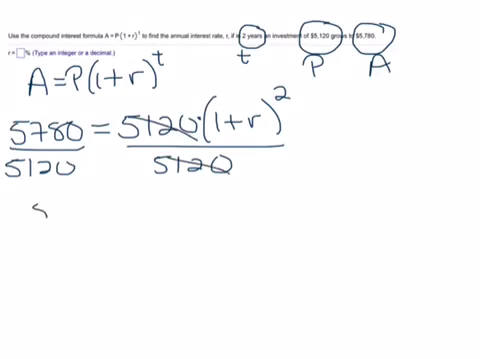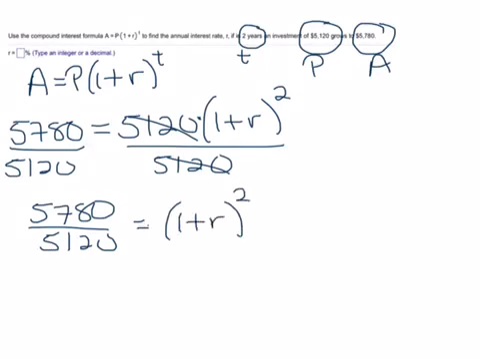Okay, so we have 5,780 divided by 5,120 is equal to 1 plus R squared. All right, now we can get rid of the squared really quickly by square rooting both sides of our equation. Now technically we should be putting a plus or minus sign on one side of this. Although that won't be necessary in this problem, the negative will give us a negative interest rate, which doesn't make sense in this problem because our account is growing from 5,120 to 5,780.